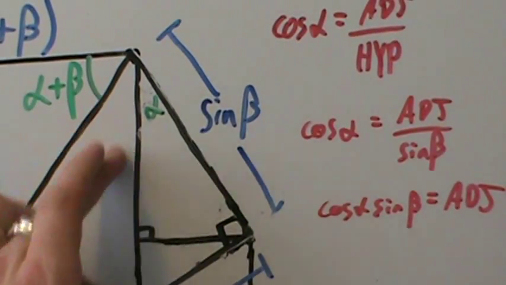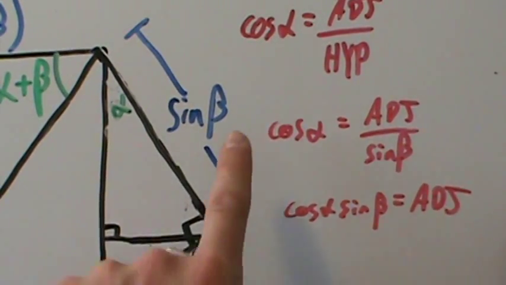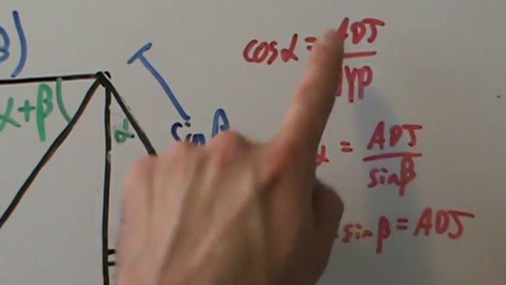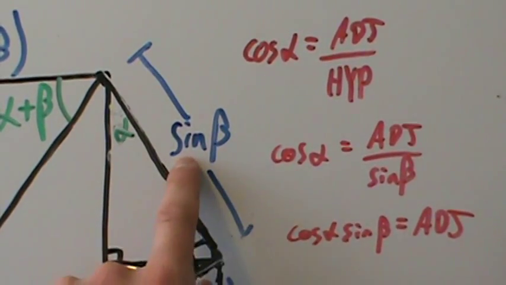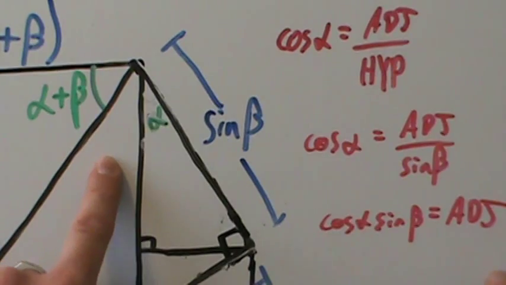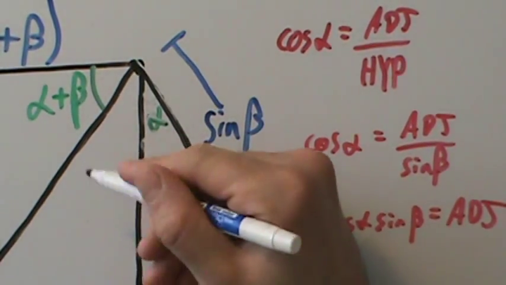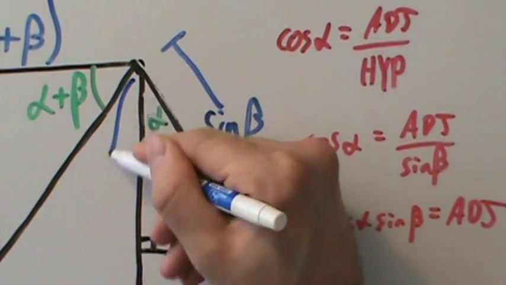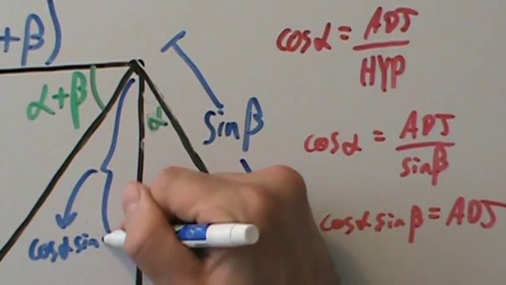We're trying to figure out what's this side here, what's this side here. So cosine of alpha, since it's a right triangle, is adjacent divided by hypotenuse. We know the hypotenuse is sine of beta. We found that out earlier. If we multiply both sides by sine of beta, then we have cosine of alpha sine of beta equals the adjacent side. So this adjacent side equals cosine of alpha times sine of beta. That's what we just found out. So this right here is cosine alpha sine beta.